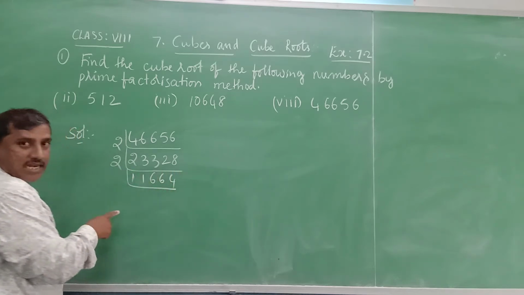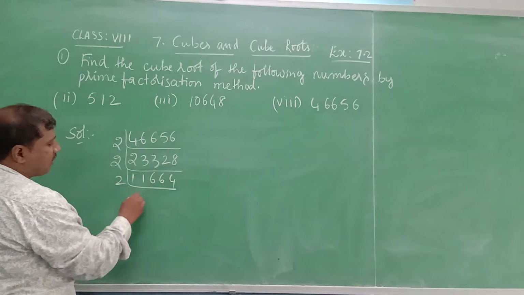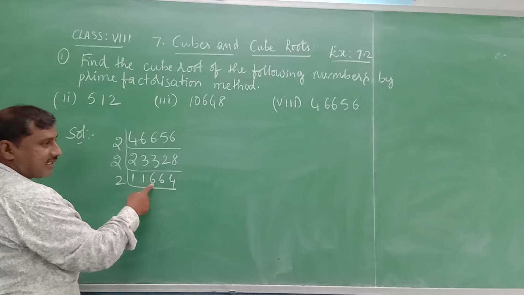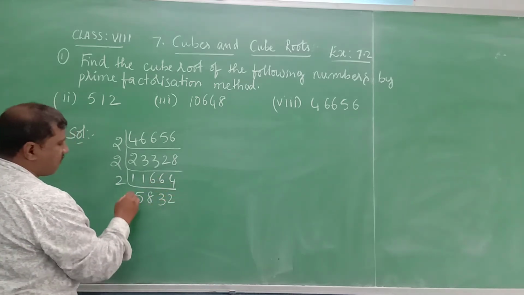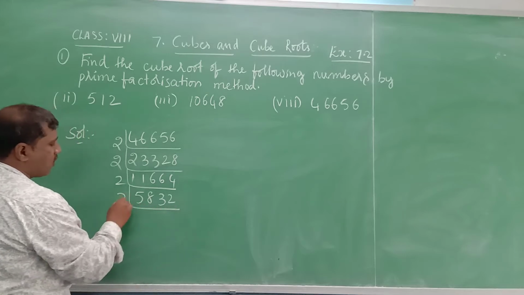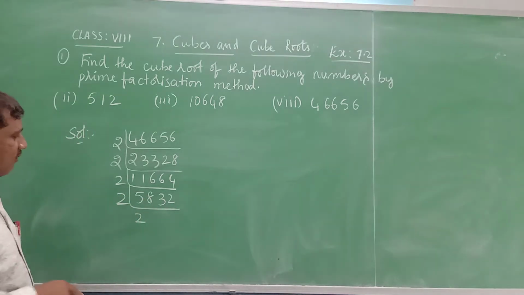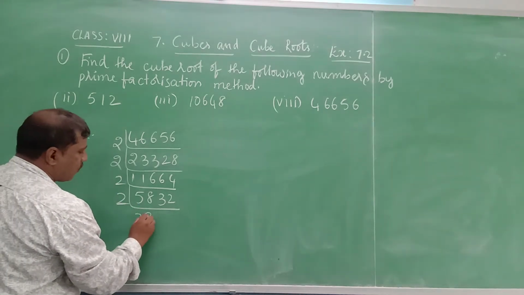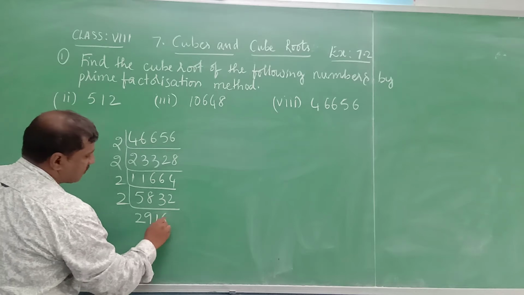So this is again divisible by 2 as the units place is 4. 2 5s are 10. 1 with 6, 16. 2 8s are 16. 2 3s are 6. 2 2s are 4. Now with the 2, 2 2s are 4. 5 minus 4 is 1. 1 with 8, 18. 2 9s are 18. 2 1s are 2. 2 6s are 12.